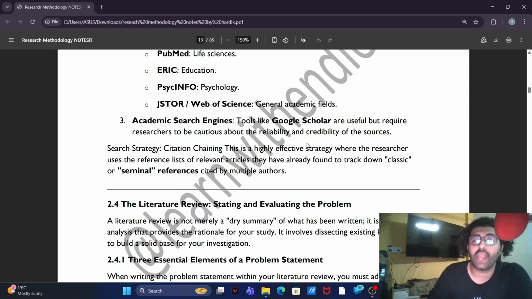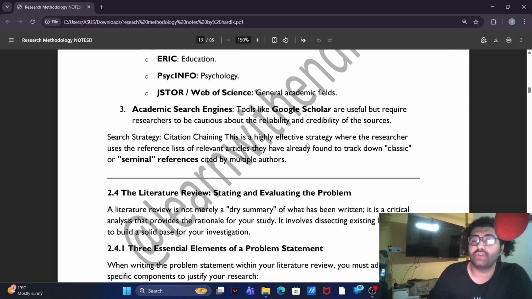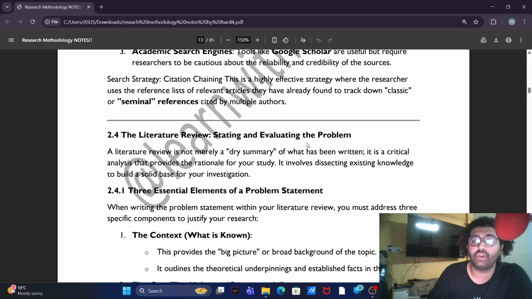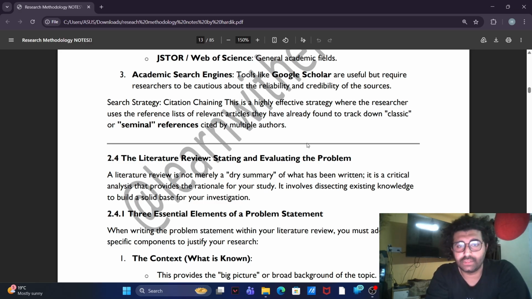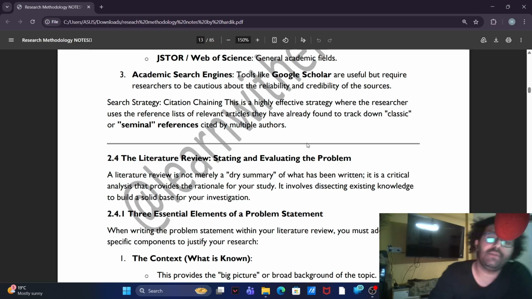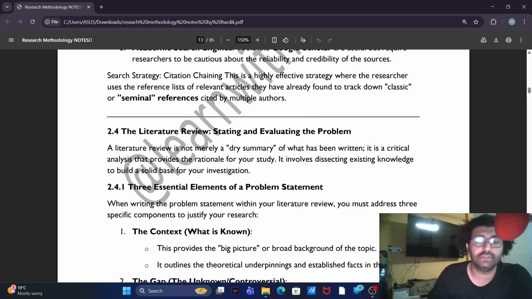Number three, academic search engines. Tools like Google Scholar are helpful but require researchers to be cautious about the reliability and credibility of the sources. Search strategy: citation chaining. This is an important topic. Citation chaining is a highly effective strategy where researchers use reference lists or reference articles they have already found to track down classic or seminal references cited by multiple authors.